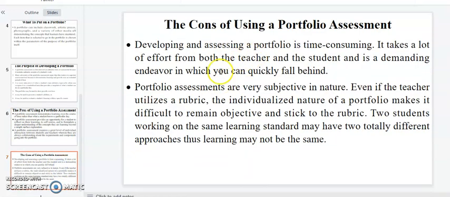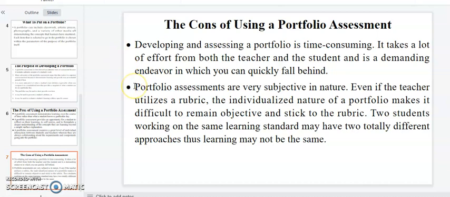And finally, the cons of using a portfolio. Developing and assessing a portfolio is time consuming. It takes a lot of effort from both the teacher and the student and is a demanding endeavor in which you can quickly fall behind.